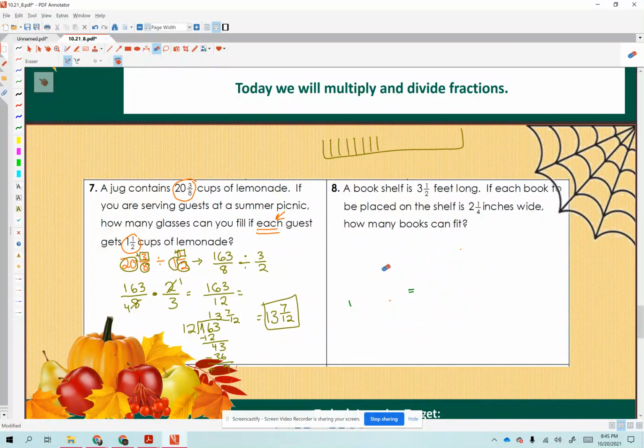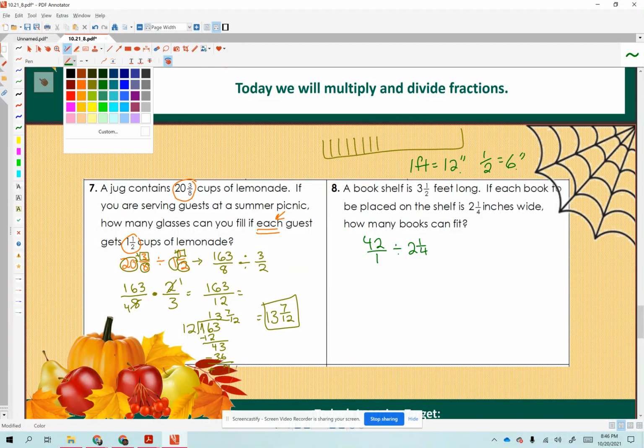First thing we need to know is how many inches are in a foot. So 1 foot equals 12 inches. And so we have 3 of them, so that's 36 inches. 1/2 of a foot is 6 inches. So we have 3 times 12 is 36, plus 6, 42 inches. That's what our problem is. 42, we'll put that over 1, divided by 2 1/4.